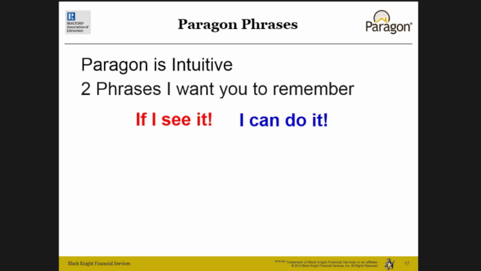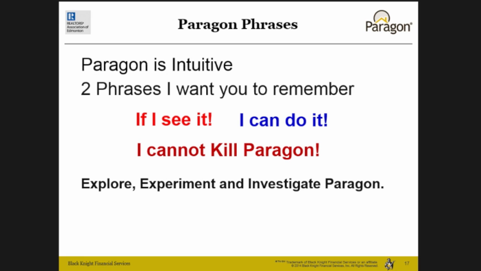Because of that, some of you are going to wonder, I don't want to go clicking everywhere. I may click somewhere and I may kill Paragon. I may blow it up. I may cause it to crash, and I don't want to do that. So the second phrase I want you to remember is, I cannot kill Paragon. No matter what you do, there's nothing that you can do as an agent or a broker or an assistant that would kill Paragon. Because of that, we want you to explore, experiment, investigate Paragon. If you're looking at something, you say, I wonder what happens if I click here. Don't wonder, do it. Because you can't kill Paragon.